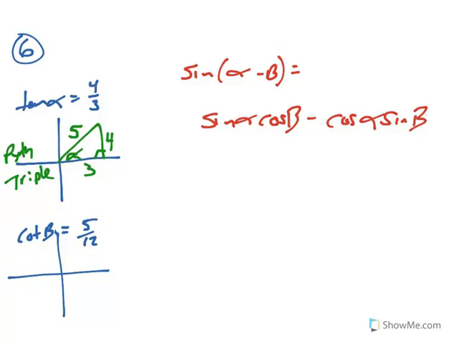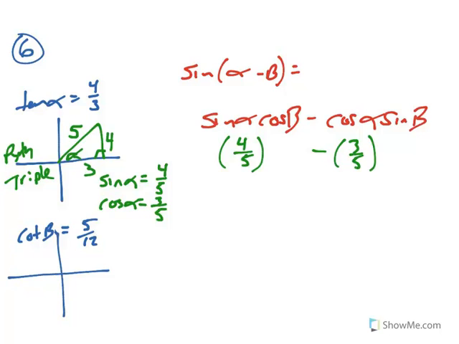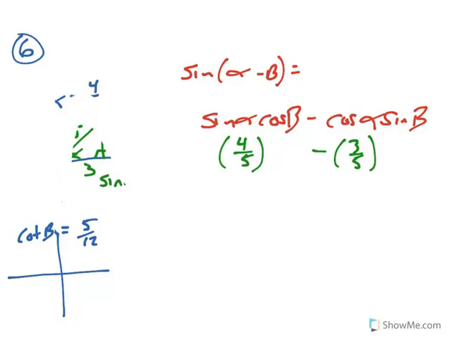Therefore, sine of alpha is 4/5, that's y over r. Cosine of alpha is 3/5, x over r. So in our equation over here, we can replace sine of alpha with 4/5 and cosine of alpha with 3/5. We don't know what cosine and sine of beta are yet. So once again, don't erase your side work. I'm doing it because I don't have a lot of space.